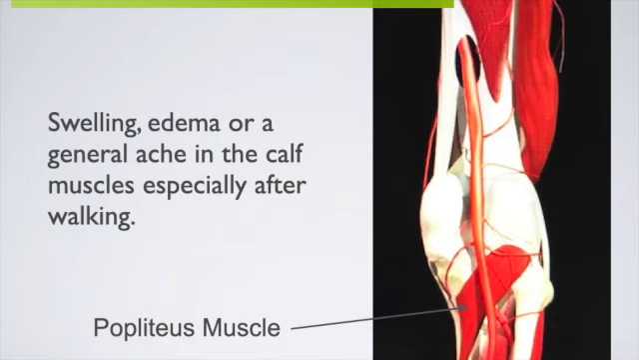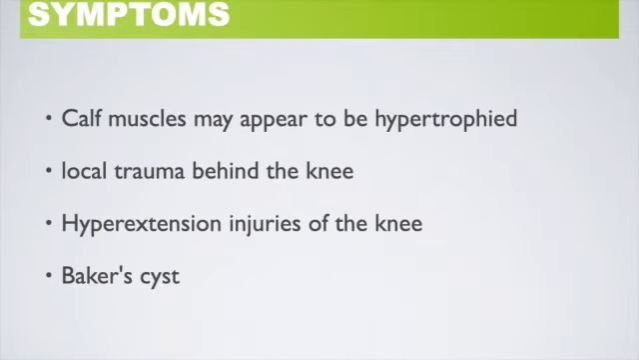Problems with this muscle can cause a lot of joint problems, but it can also cause problems in the back of the knee. And it can be caused by other problems in the back of the knee, such as trauma or a Baker's cyst can interfere with popliteal function because it lays right over the muscle. So hyperextension injuries can damage it. Often the calves will appear hypertrophied because they're not draining well. It's because the lymph is being impeded.